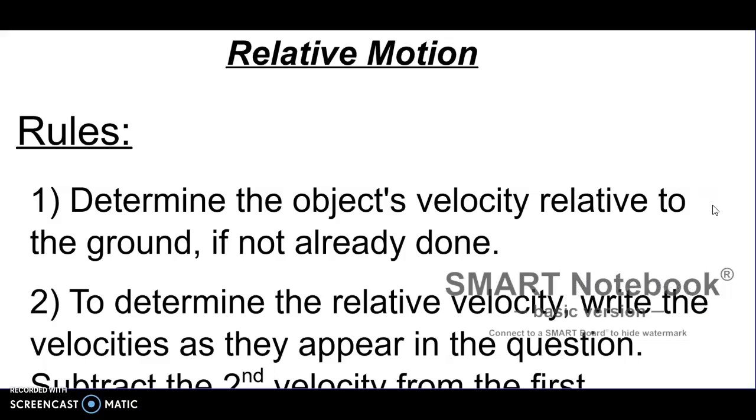Okay, so relative motion, let's take down these notes. Our first thing when we see a relative motion question is to determine the object's velocity relative to the ground if not already done. Usually there will be two objects in the question. You need to make sure you know the velocity of each of those relative to the ground. Usually that will be like VA or VB.